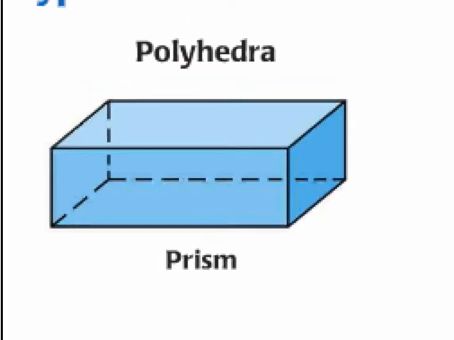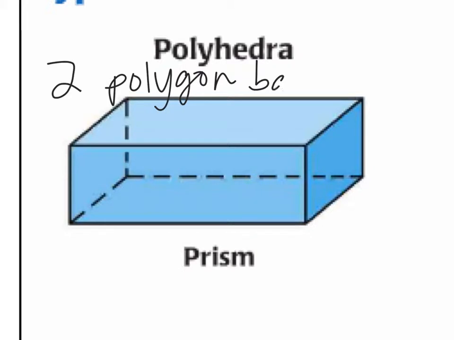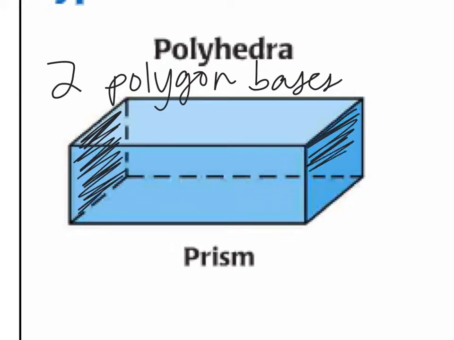A prism is always made up of two polygon bases. And it doesn't always have to be the top and the bottom. It could be on the sides. So like here, in a rectangular prism, really it could be wherever, but two polygon bases. This is a rectangular prism. So prisms always have a base on the top and the bottom or the left and the right. They're like end caps.